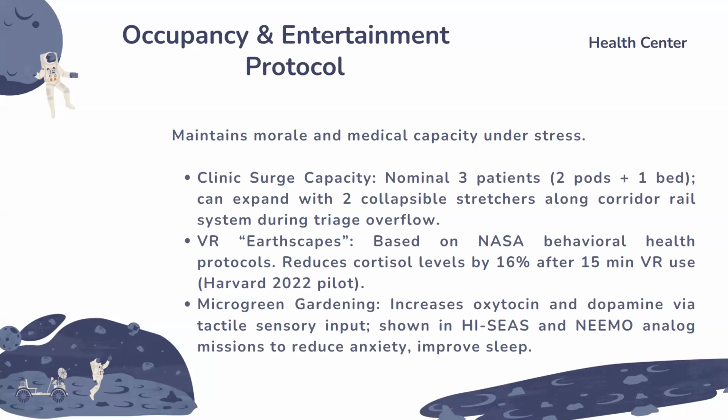But the facility is also equipped with surge capacity. In the event of, let's say, a mass casualty event or biohazard, 2 additional patients can be placed on emergency stretchers along the corridor rails. And these rails are modular and designed to safely lock the stretchers without obstructing any clinical access. Then comes the VR Earthscapes.